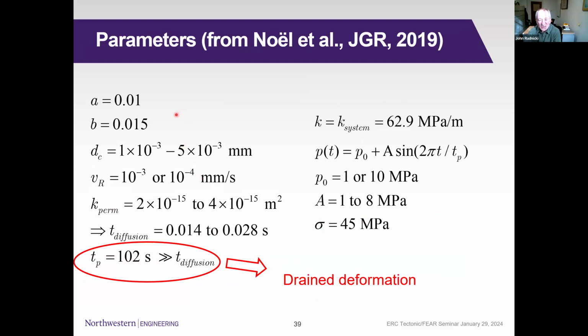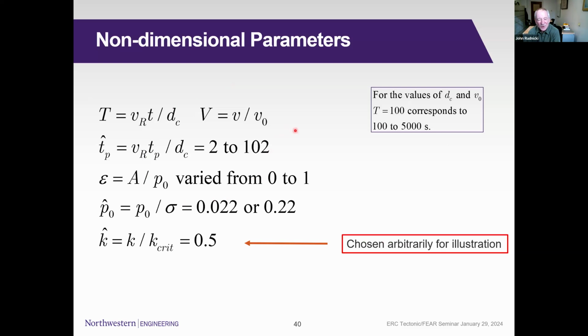Okay, so again, most of the parameters we can get from the experiment. The permeability is high enough that the reservoir pore pressure is about the same as the fault pore pressure. So the period of the oscillation is much greater than the diffusion time. So yeah, you get drained behavior. This is all non-dimensional variables, but 100 corresponds to 100 to 5,000 seconds, depending on the particular values of DC and V naught that are used. And just for an example, we've taken the case of K over K critical equal to a half.